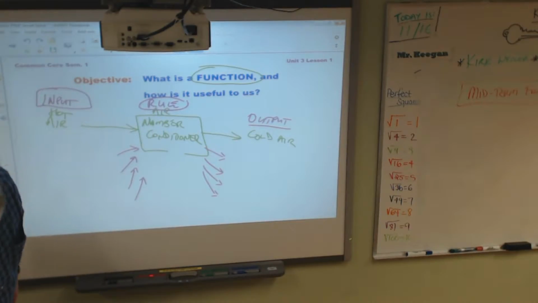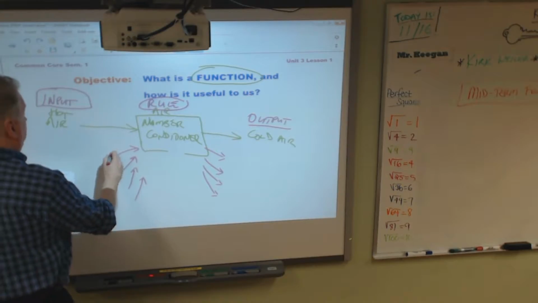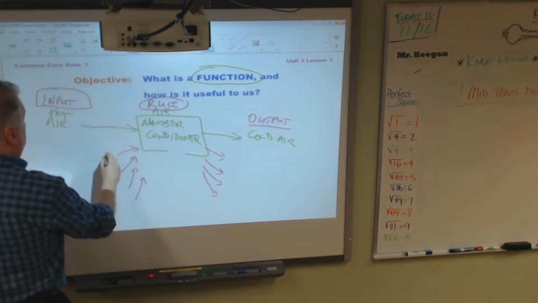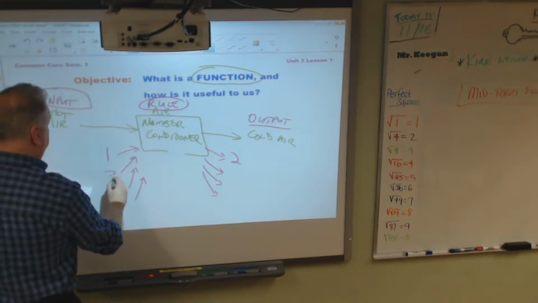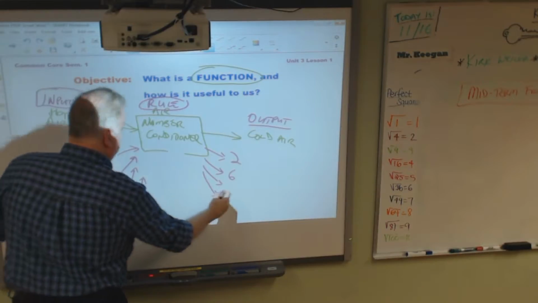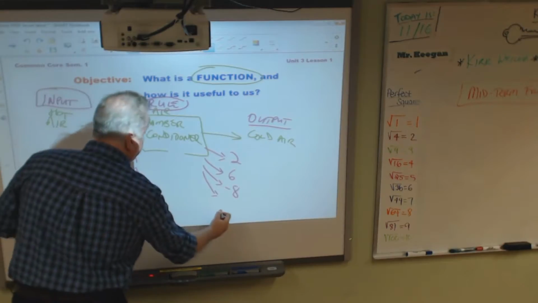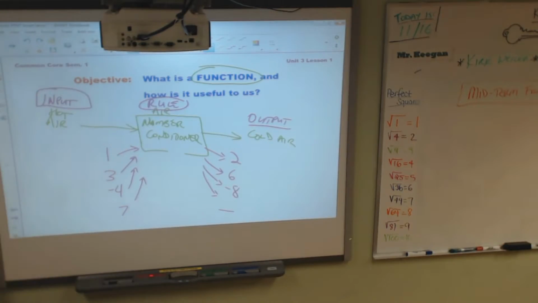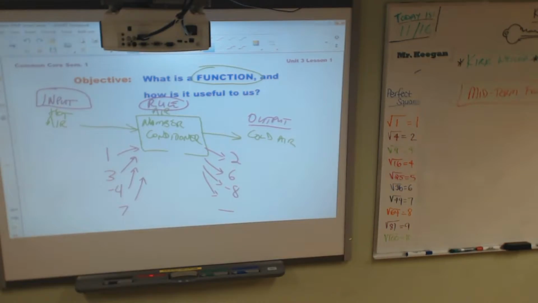All right, number 4. You put a 1 in, and you get a 2 out. You put a 3 in, you get a 6 out. You put a negative 4 in, you get a negative 8 out. You put a 7 in, you get a blank out. Times 2, good. How do I write that with an x? 2x, very good.